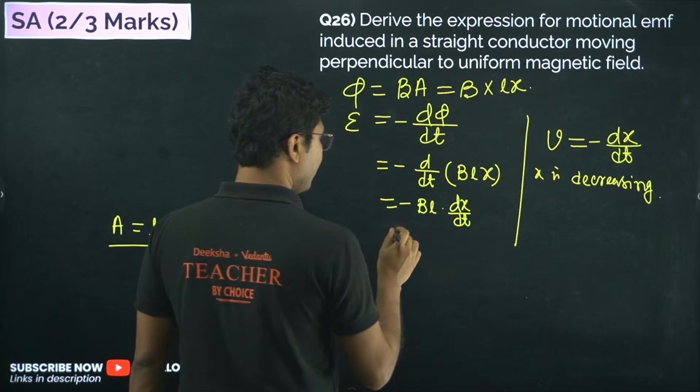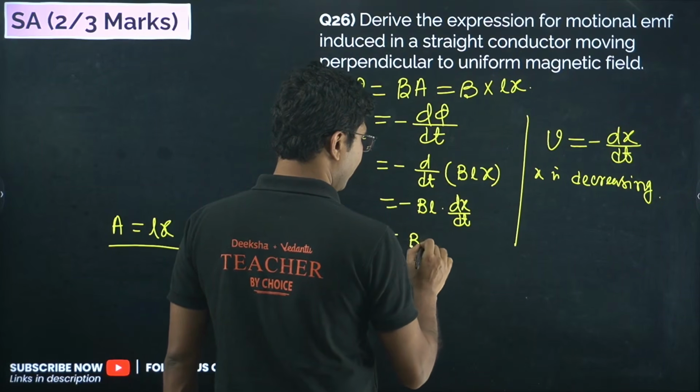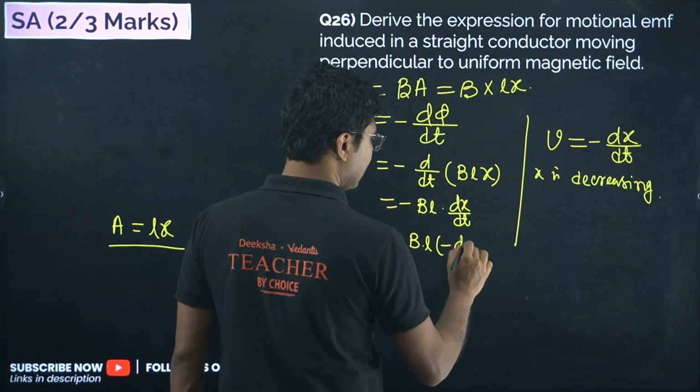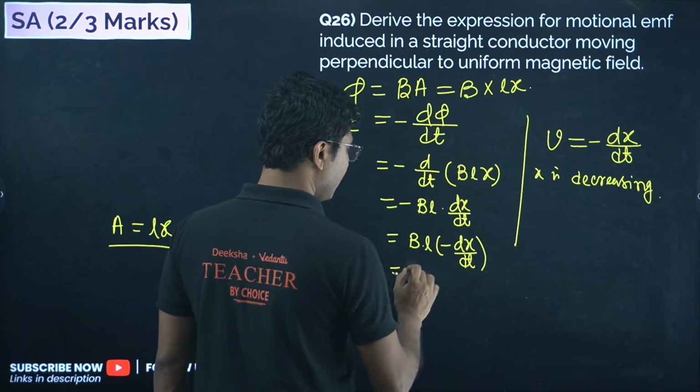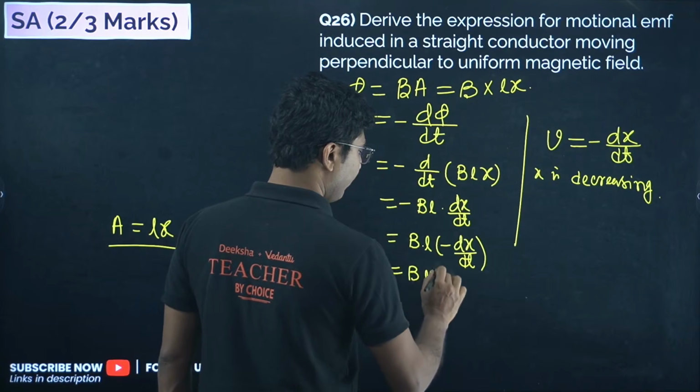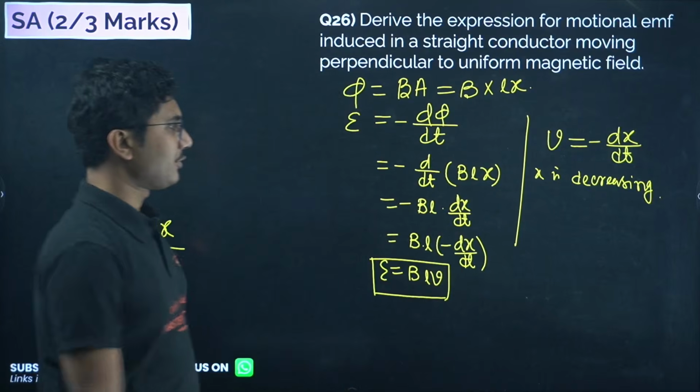Okay, so it will be B into L into minus dx by dt, and minus dx by dt is the velocity of the rod, so it will be B L V. This is the expression for induced EMF.